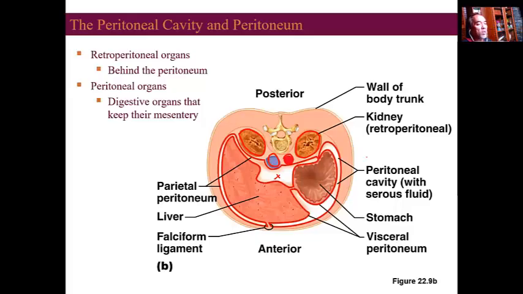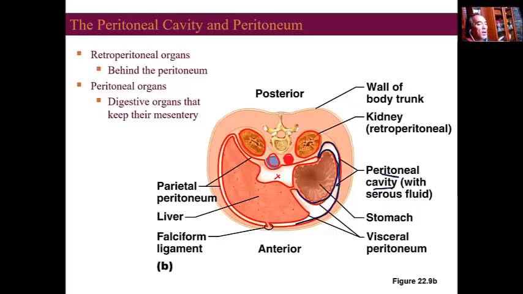Remember, there are two membranes wrapping around the organ within that cavity. The membrane that wraps around the organ is called the visceral peritoneum, and then it turns around to wrap around the cavity. That's going to be your parietal peritoneum, and between them is the peritoneal cavity.